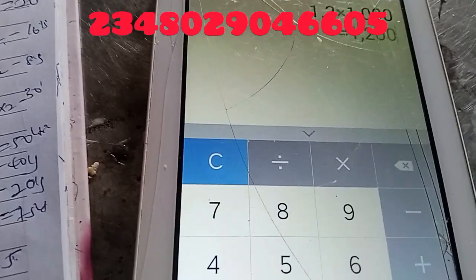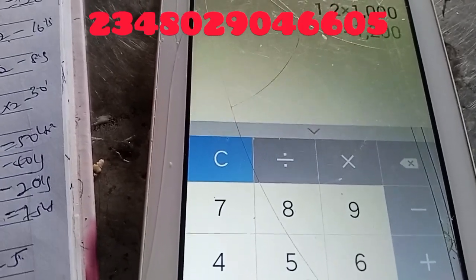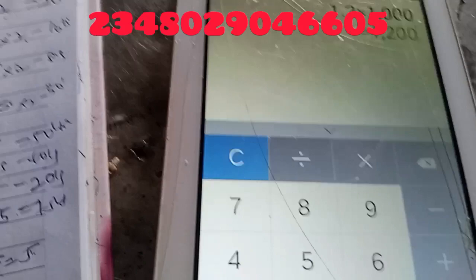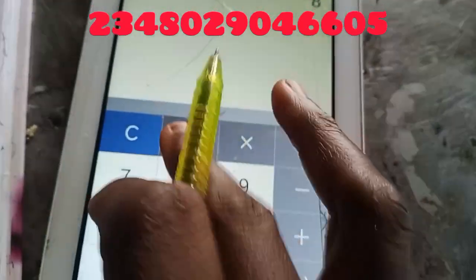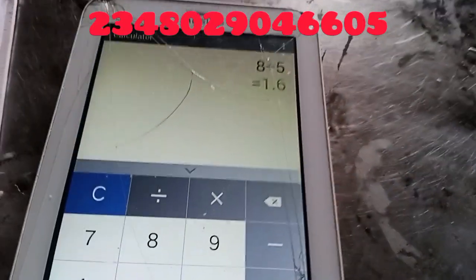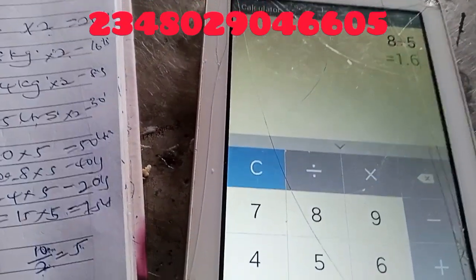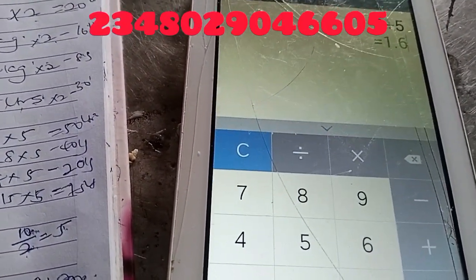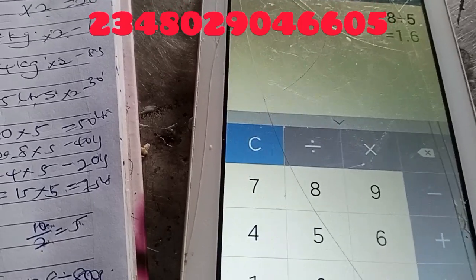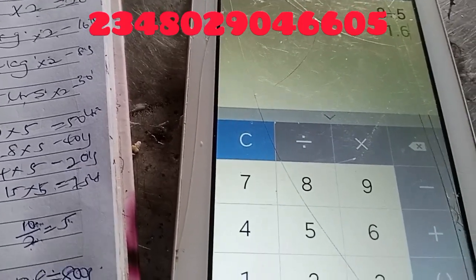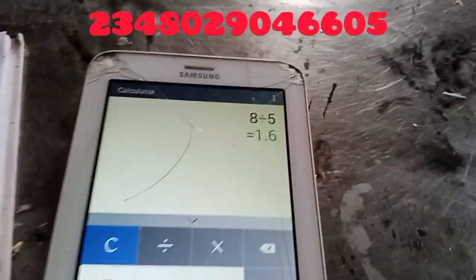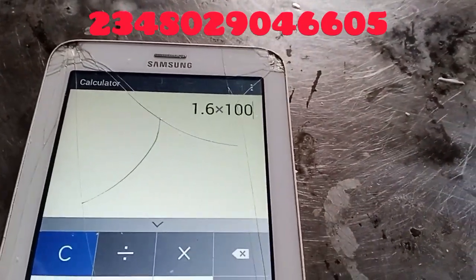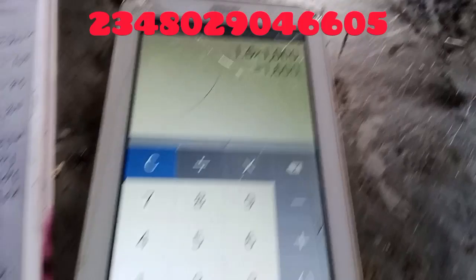That's 1 kg and 200 grams. Did you see it? The same thing for water. I now say water 8 divided by 5 is 1.6 liters, which will be 1,600 ml. If I multiply by 1,000, you still see 1,600. Did you see how easy it is? Is it not very easy and simple?